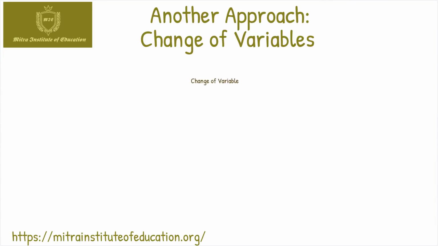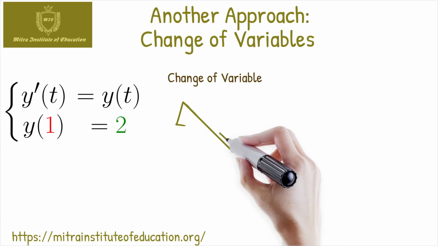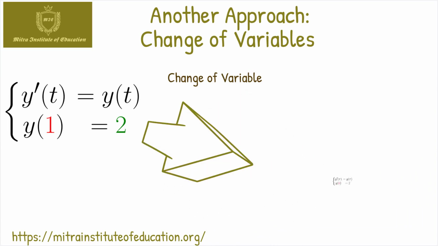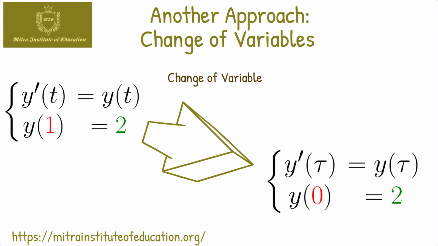Now, let's introduce a more efficient approach, the change of variables method. By redefining the time variable, we can transform the problem into one with an initial condition at 0, simplifying the solution process. This method allows us to handle problems that would otherwise be more complicated, making them easier to solve by shifting the initial condition to a more convenient point. Let's see how this method works in practice.